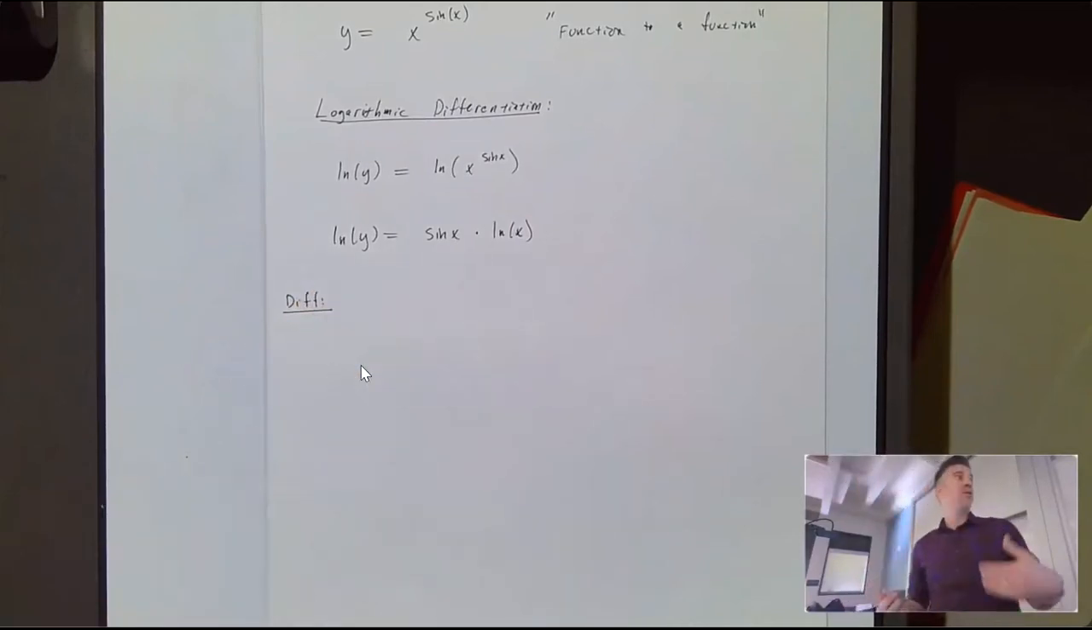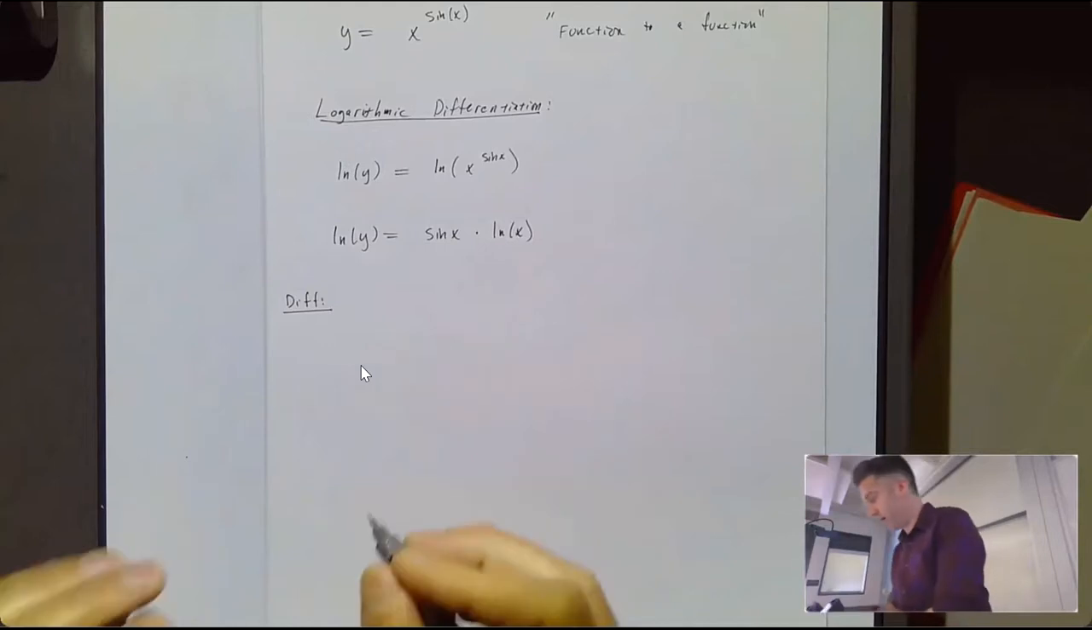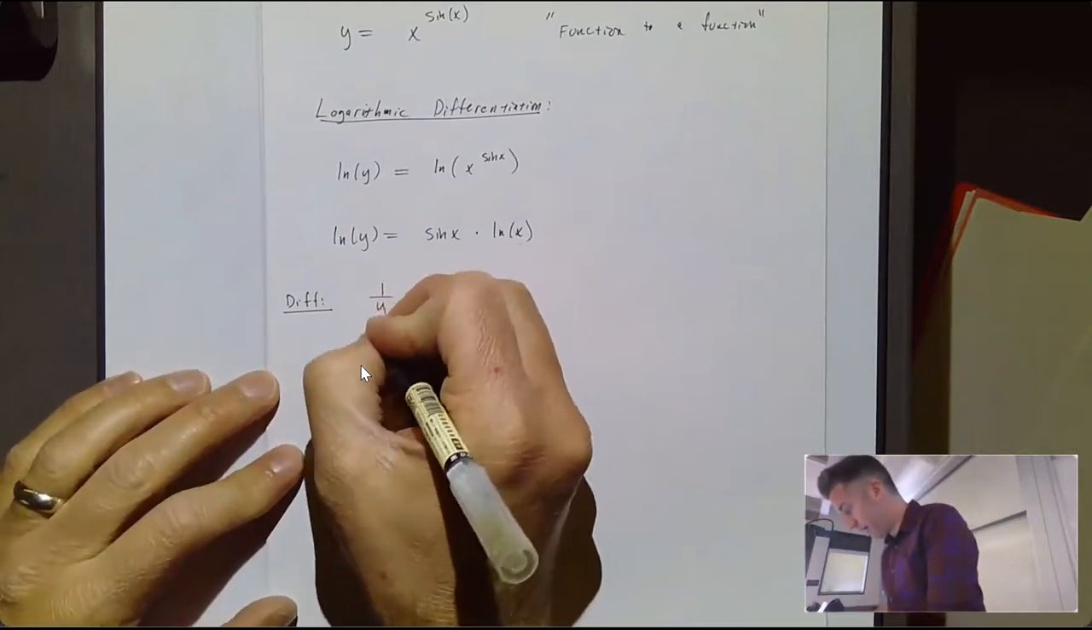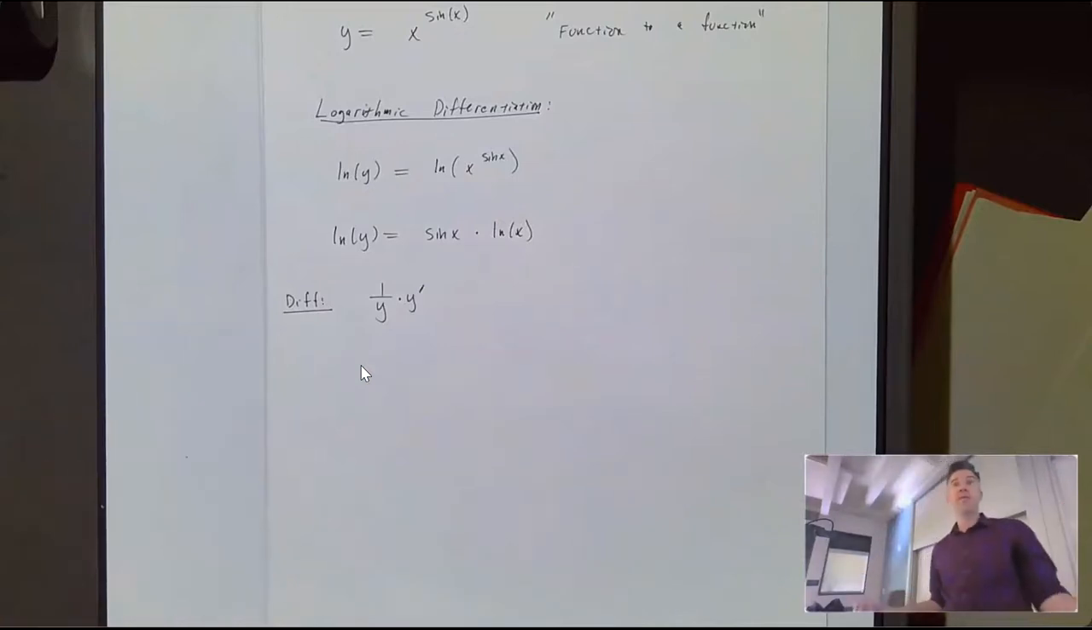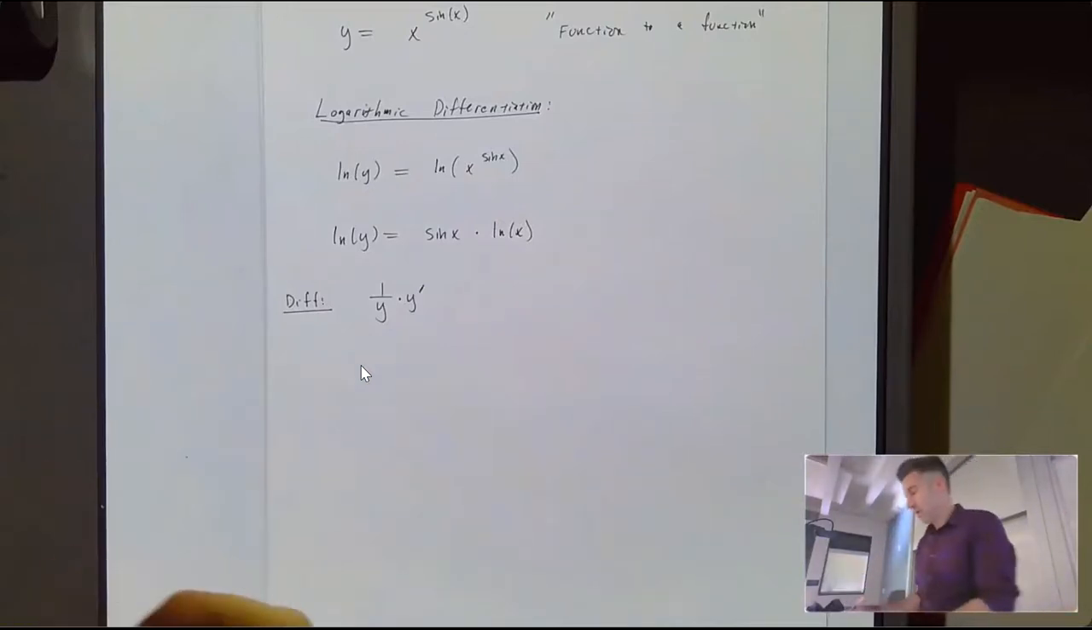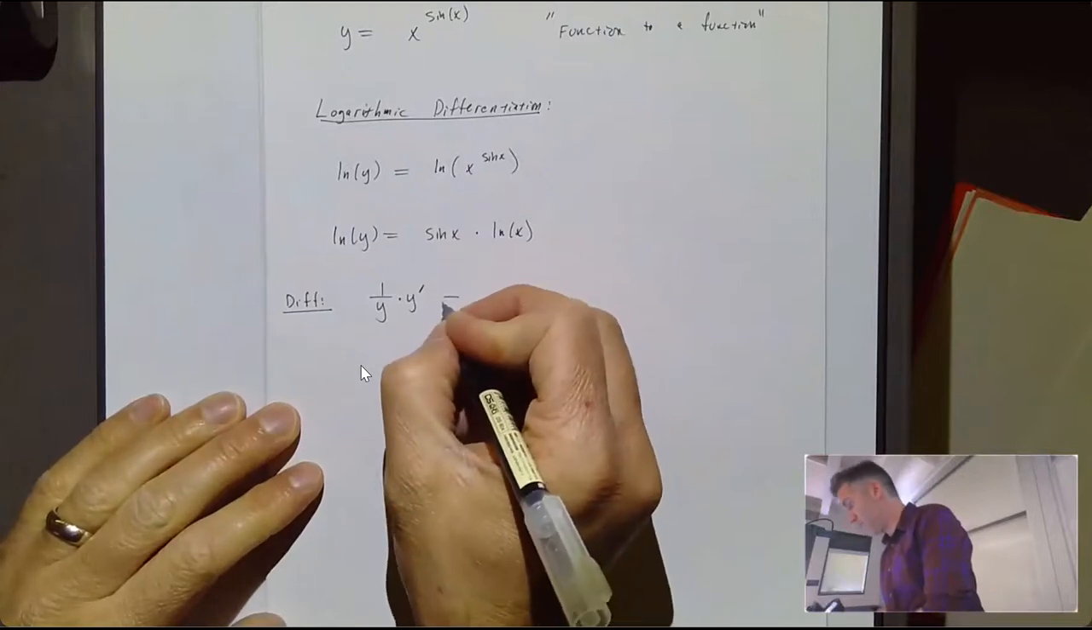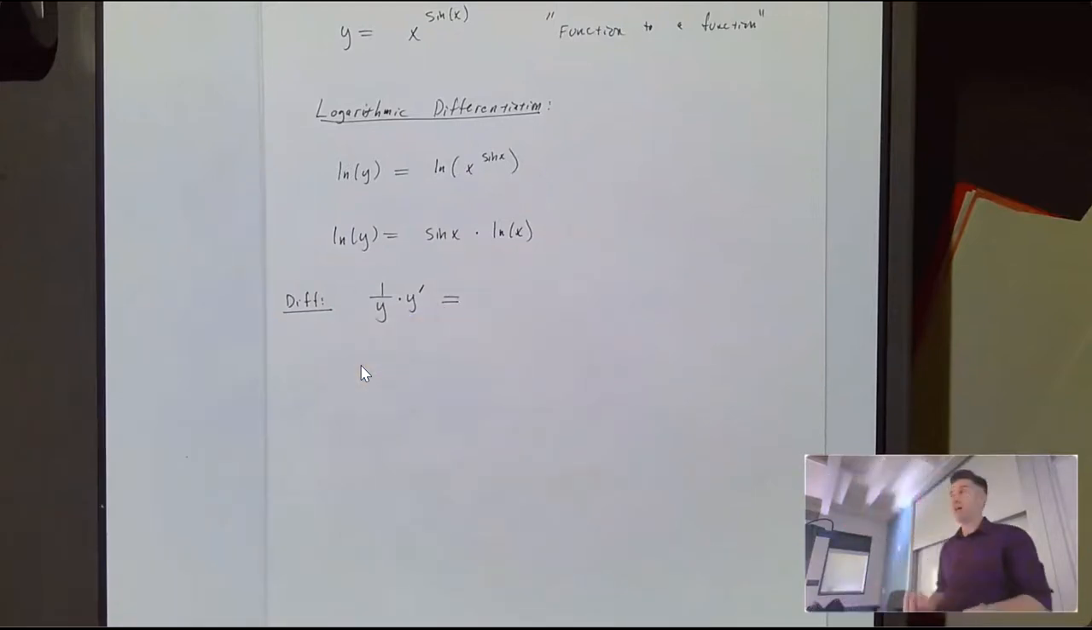As is typical, the derivative of the natural log of y is 1 over y times the derivative of y, or 1 over the stuff times the derivative of the stuff. Unlike before, now on the right-hand side, we actually do have a product of two functions, right? We don't have a constant times a function. We have sine of x, a function, times natural log of x, another function. So we're going to have to use the product rule.